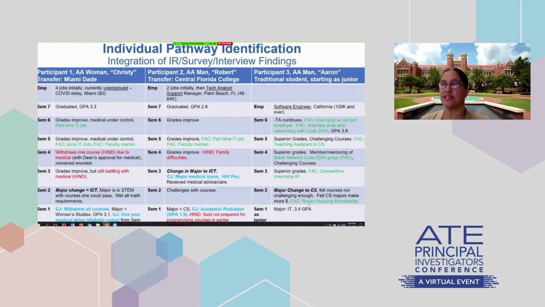So if we're looking at facilitators, here, someone got a Rotary Housing Scholarship that helped them with their finances, maybe a competitive internship, or the Black Network Code 2040 group that they were able to become members of, or perhaps they were a teaching assistant, etc. Some hindrances, so family difficulties, withdrawal from a course due to medical reasons, still battling with medical issues, etc. Or even here at the bottom where the students said they were not prepared for programming courses early in their education.